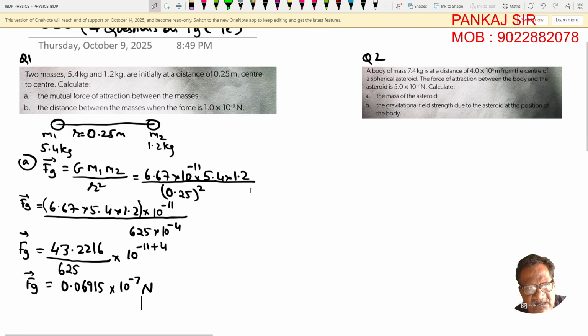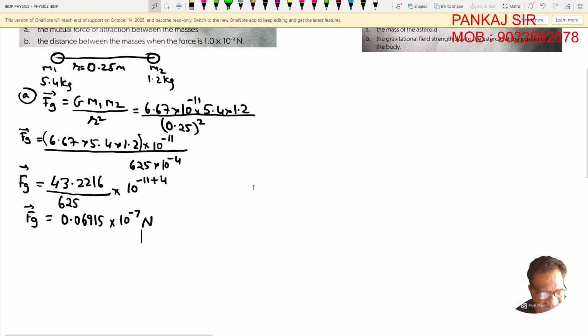Okay. So that is the answer, but it doesn't look good, so we'll bring it into the scientific notation form. In scientific notation form, I will try to bring this decimal point after 6. So let me do that. 6.9 into, when I want to bring this decimal point over here after 6, I have to multiply it by 100. It has to move 2 places.